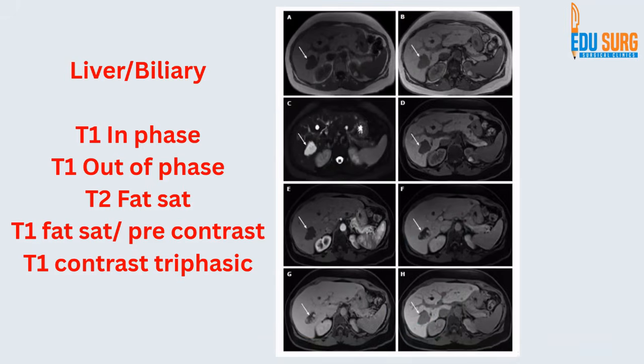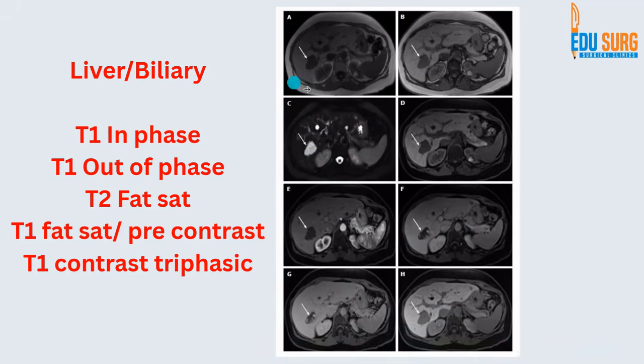Other thing you can see is lumen. You can see the gastric lumen. You can see this lesion is filled with water. You can see something here that is filled with water. All these things are white. This is a T2 image. Okay.